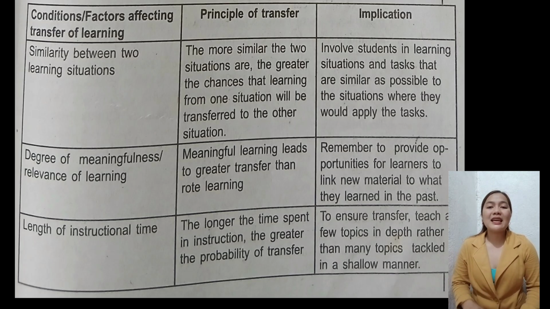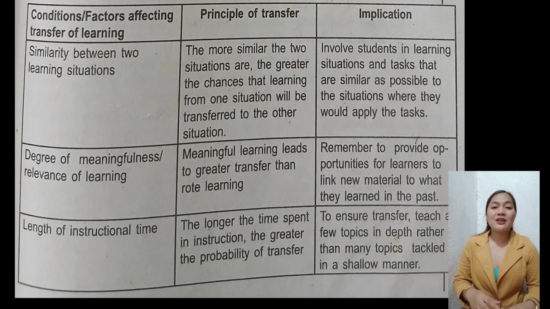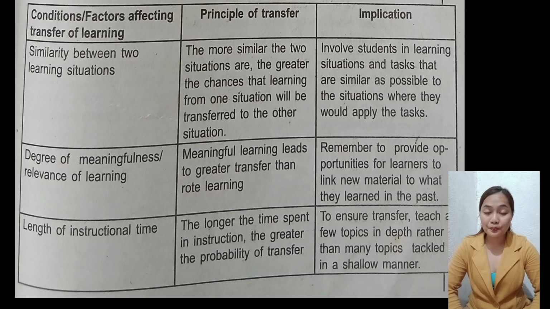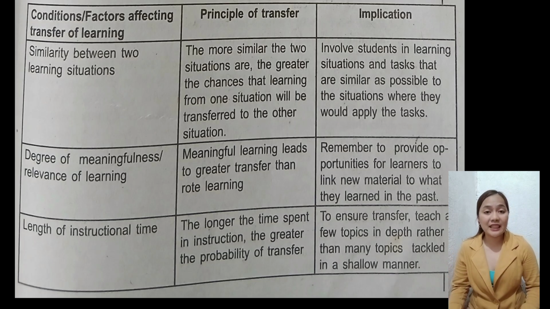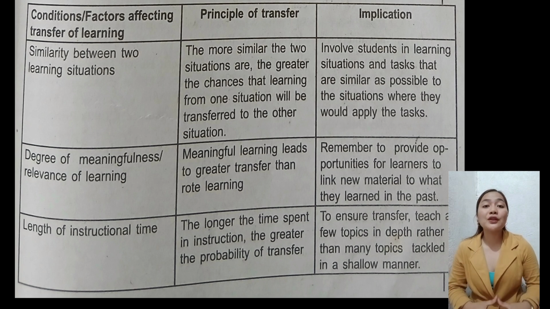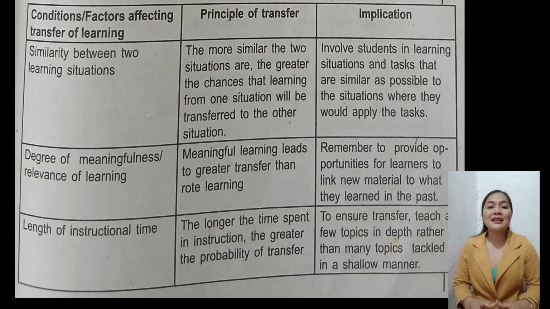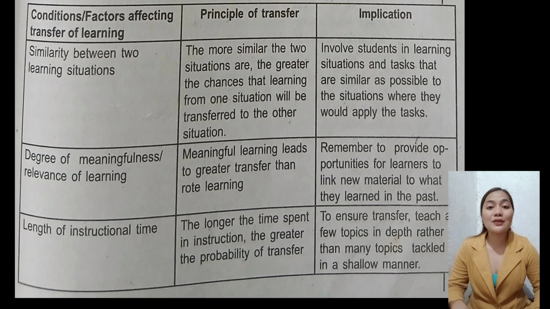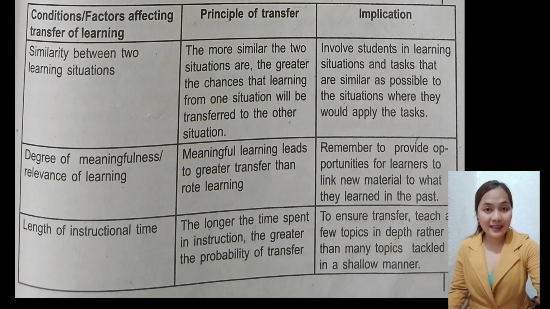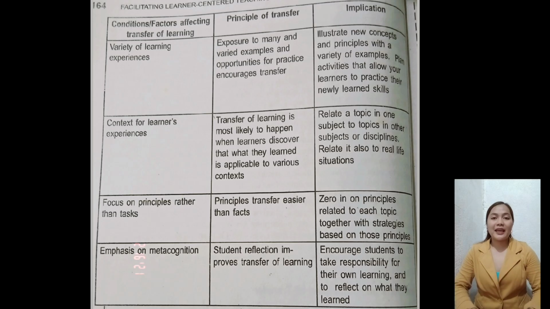That principle means it's easier to use learning if it makes sense to you rather than just memorizing it. And the implication is when you're learning something new, try to connect it to things you already know. And next is length of learning time. The principle means that the more time you spend learning something, the better you'll be able to use it in different situations. And the implication means it's better to learn a few things well than to learn many things a little bit.